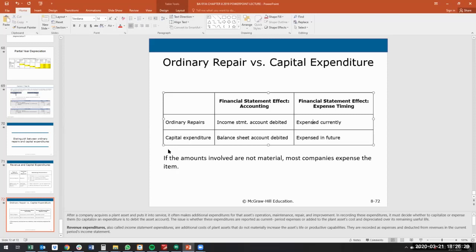Most of the time, we don't see this. This is pretty rare because any capital expenditures are generally immaterial. Just know this chart, but I don't expect you to do journal entries for capitalization of extraordinary capital expenditures.